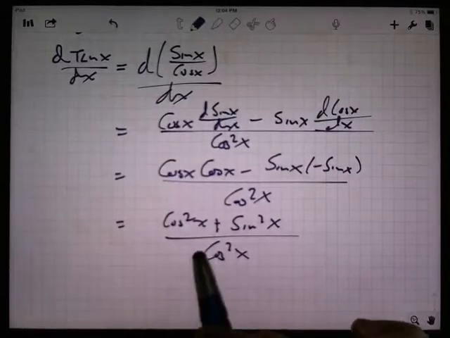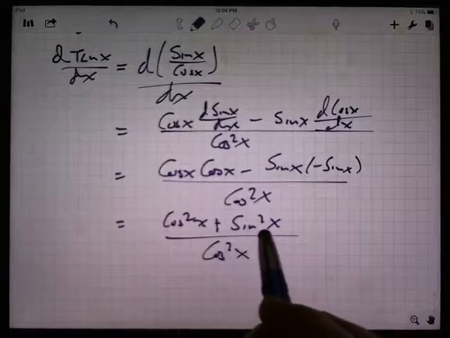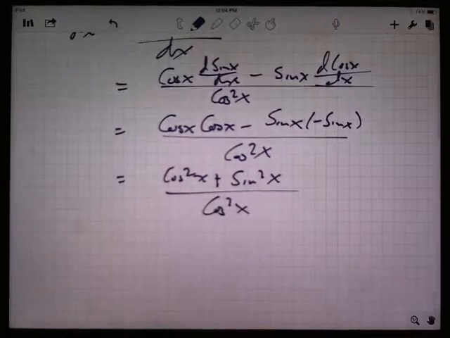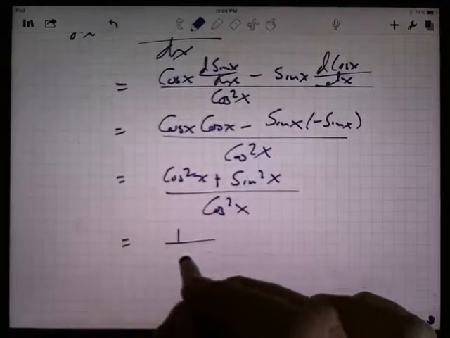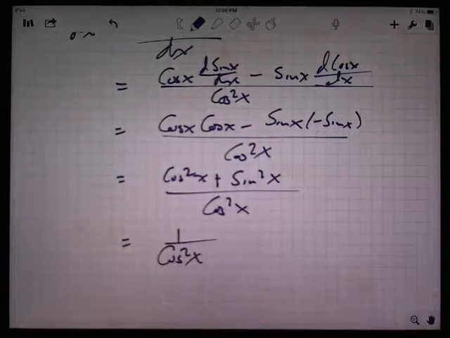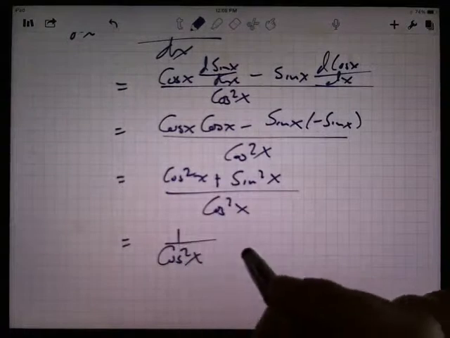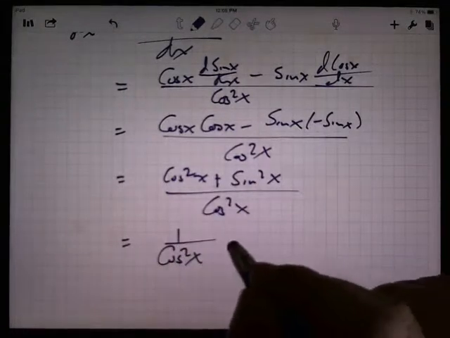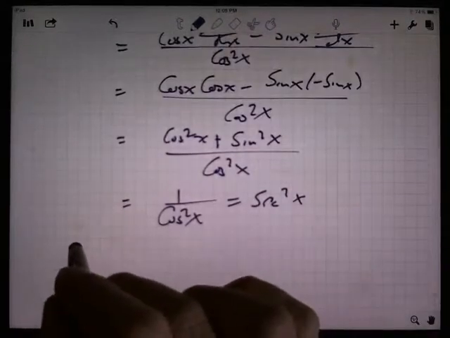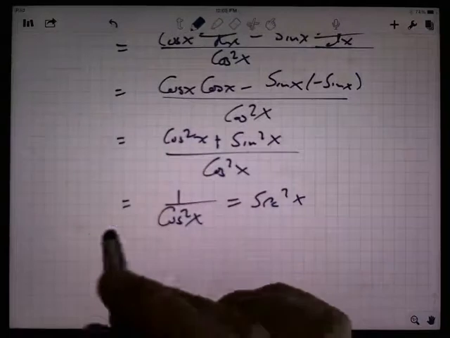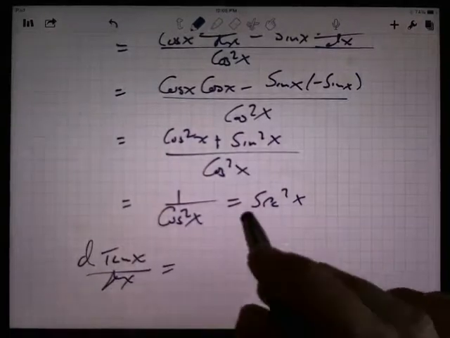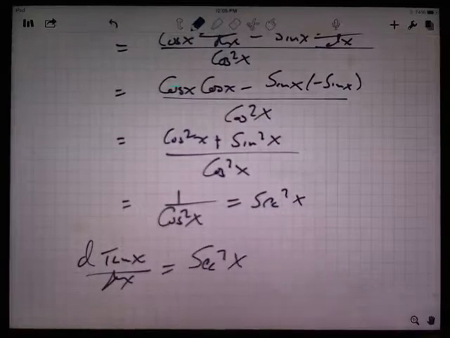However, there is something nice that happens because that numerator is cosine squared x plus sine squared x, and it doesn't make any difference what x is. Cosine squared x plus sine squared x is always equal to 1. So that's beautiful. So I've got 1 over cosine squared x. That looks kind of funny. But 1 over cosine x is the secant of x. So 1 over cosine squared x is the secant squared of x. Let me refresh here. The derivative of the tangent of x with respect to x is equal to secant squared x.